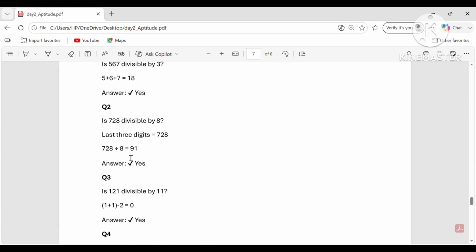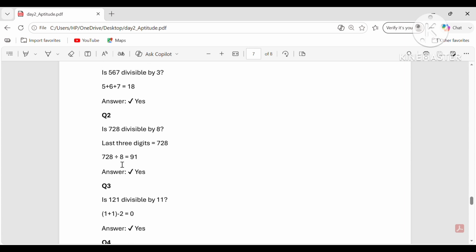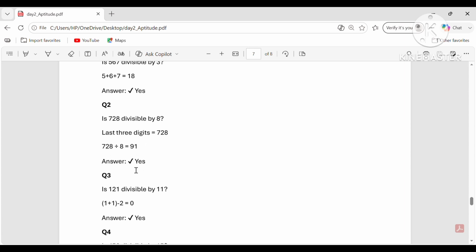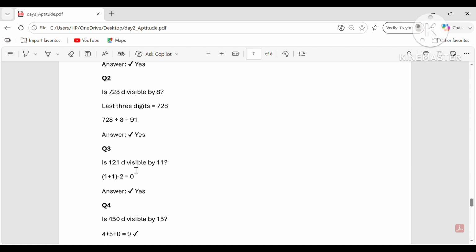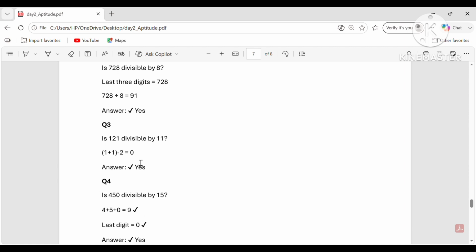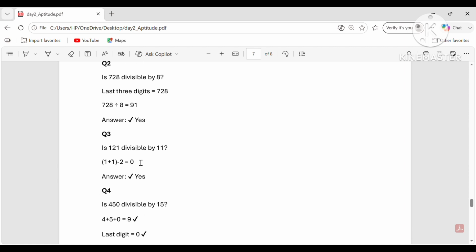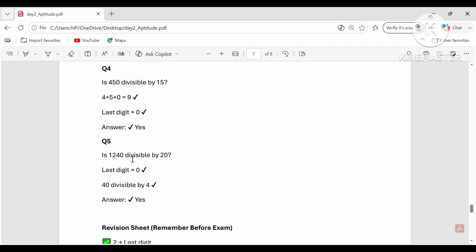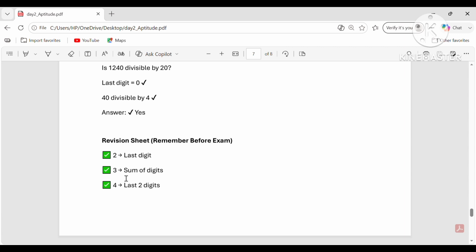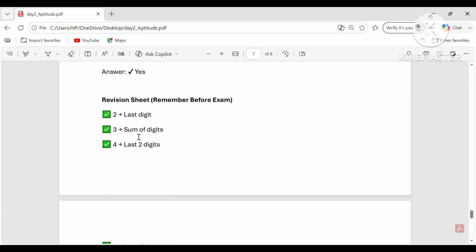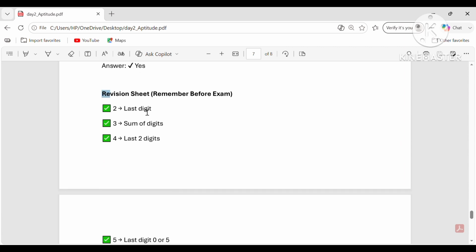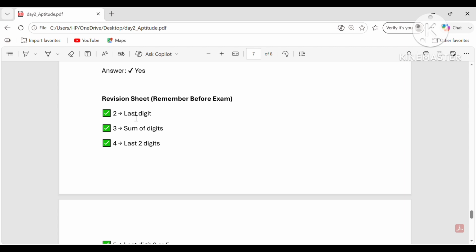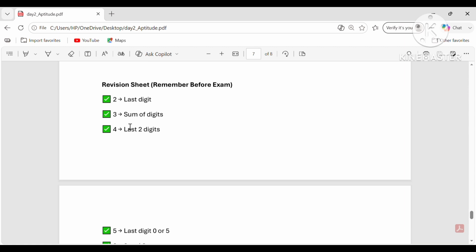And divisible by 20. The last digit must be 0 and the last 2 digits divisible by 4. So we need to check the last digit is 0. Next, whether the last two digits are divisible by 4 or not. The last two digits are 40. 40 is obviously divisible by 4. So the given number is also divisible by 20.